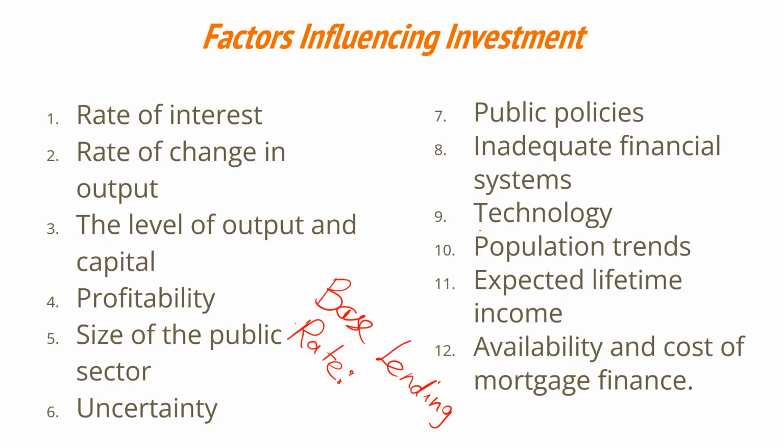Rate of change in output is another factor. How does output change when you talk about even productivity within the economy? When you talk about the level of output and capital, right? So the rate of change of output will basically be the rate of change in this output level, the rate of change in capital, influencing decisions on how to invest. And we shall see this, especially when we shall be talking about the accelerator theory, how this works, right?